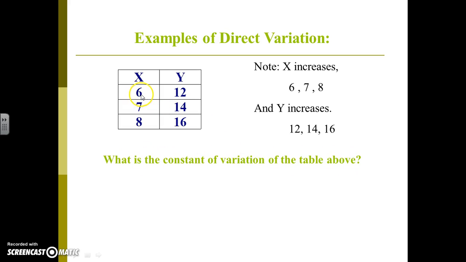Well, if you look here, 6 and 12, every time that the x value goes up by 1, the y value is increasing by 2. Some of you are going to notice that. But really what we're talking about when we talk about direct variation is the relationship between the y value and the x value in each of these, like we saw in the previous slide.